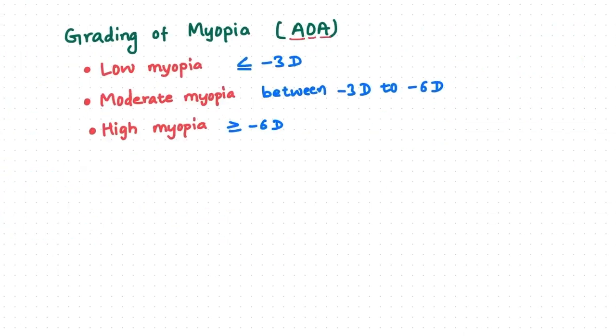Now coming on to grading of myopia, according to the American Optometric Association, there are low myopia, moderate myopia and high myopia. Low myopia is when the refractive error is less than or equal to -3 diopters. Moderate myopia is when the refractive error is between -3 diopters and -6 diopters, whereas high myopia is when the refractive error is more than or equal to -6 diopters.